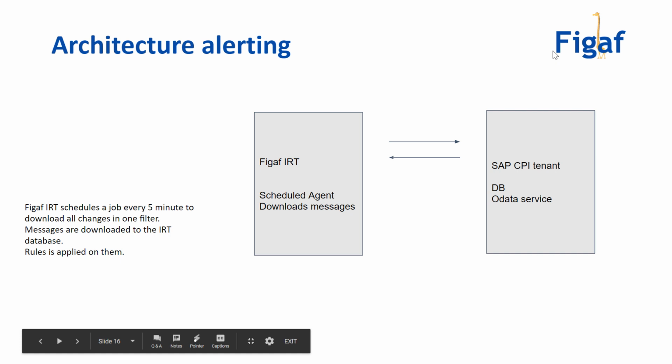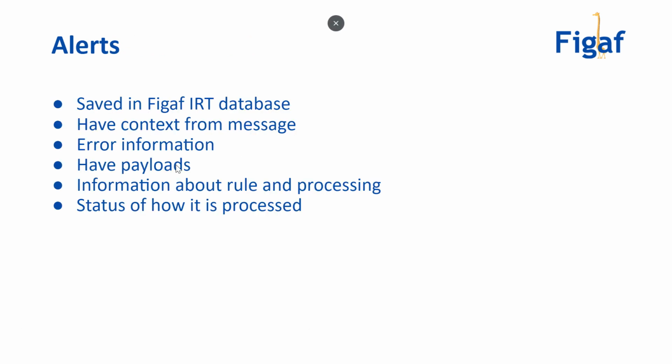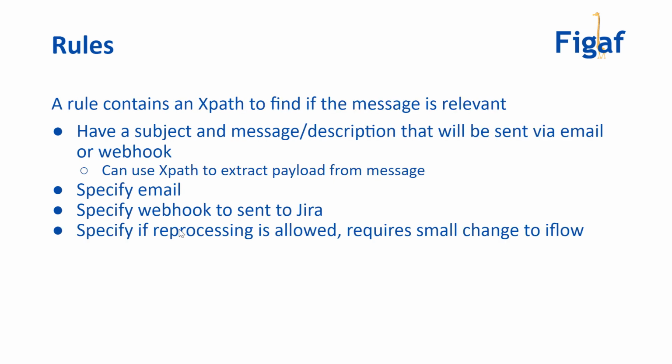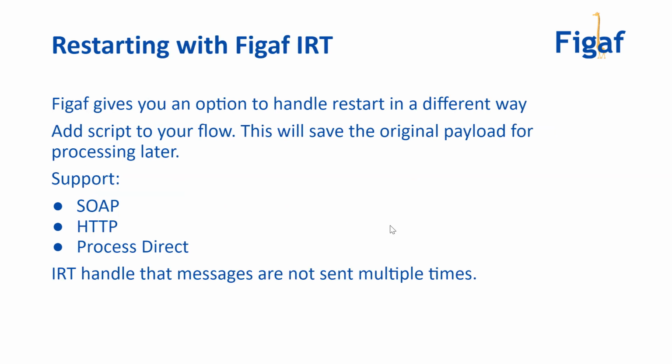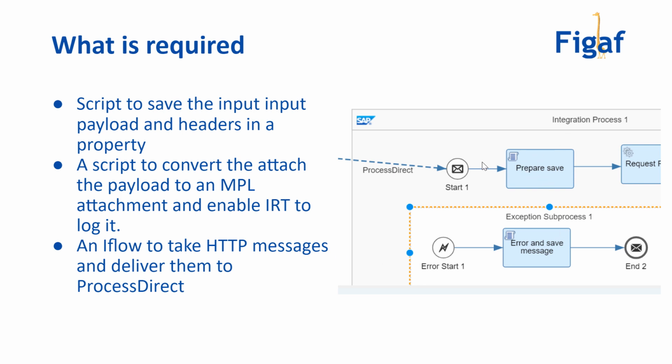So here we're downloading all the messages into the IRT database. We're saving context about the information and status and how it was processed. We have the option to set up these rules with XPath, and as all developers know, it's pretty easy to set up these things that find the values that are important. Webhooks to Jira, Solution Manager, whatever you have, and you can specify that reprocess is not allowed as an option. To do this restart, it works with SOAP, HTTP and Process Direct, and what you need to do is add a prepare step in a script, and then if it fails, you just save the message as binary data, and then you can see the data in that way.